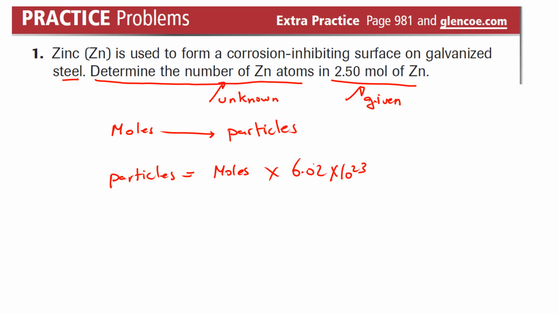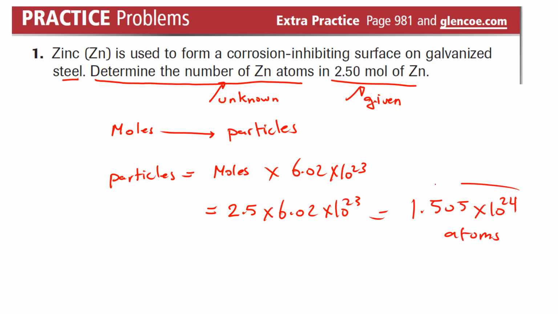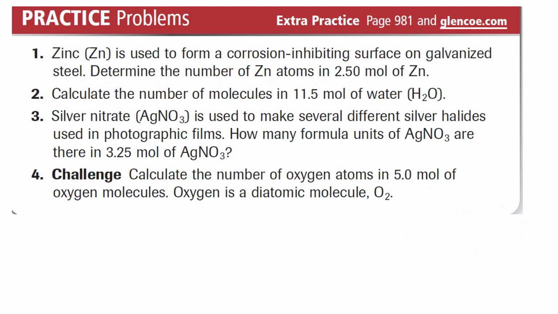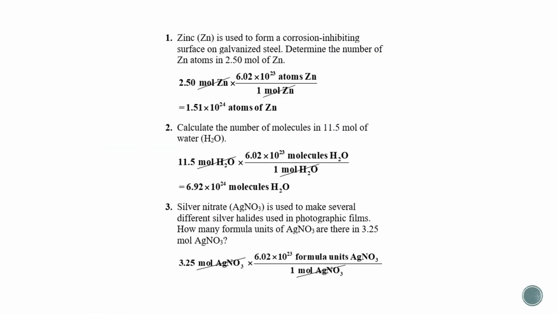Notice that each time I solve in a different way so that you know that all are the same. So it's equal to 2.5 times 6.02 times 10 to the power 23, and it would be 1.505 times 10 to the power 24 atoms. Why atoms? Because in the question they give me atoms. You can practice these problems, guys. We solved number 1. You can practice these problems, okay? And you'll find the solutions here.